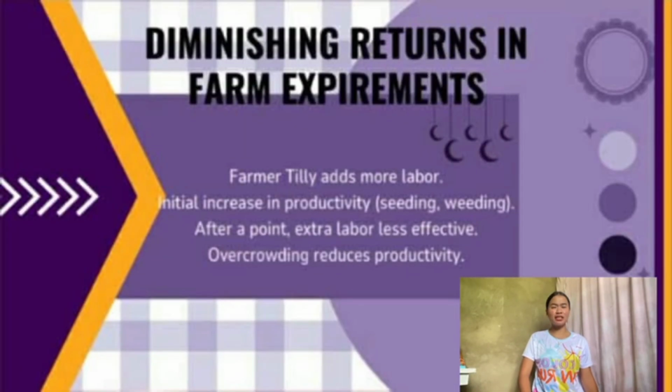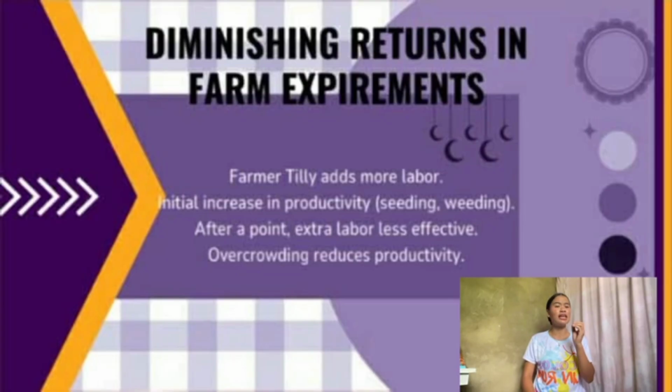So, what is diminishing return in a farm experiment? Farmer Telly adds more labor. Initial increase in productivity, seeding, weeding. After a point, extra labor is less effective. Overcrowding reduces productivity. So, unsa man jud ang naa sa diminishing return in farm experiment.